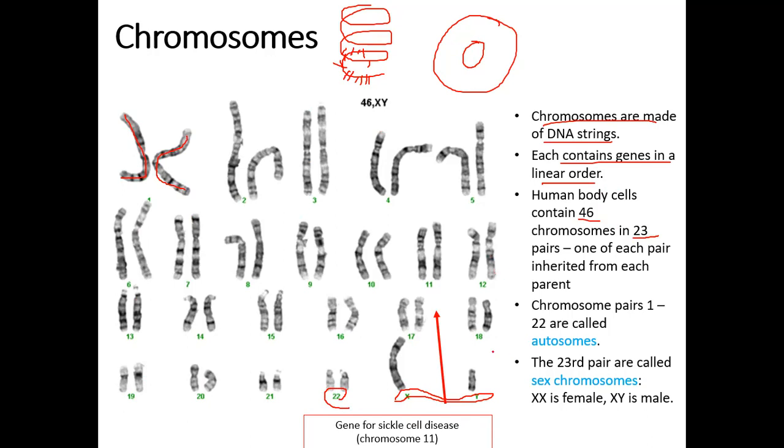So chromosome pairs 1 to 22 are called autosomes. And this one is called the sex chromosomes. And there are certain chromosomes which carry genes corresponding to a particular disease. So this is the chromosome. In chromosome 11, you can find the gene which corresponds to sickle cell disease.